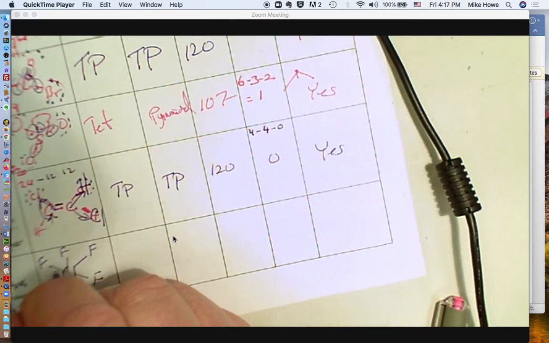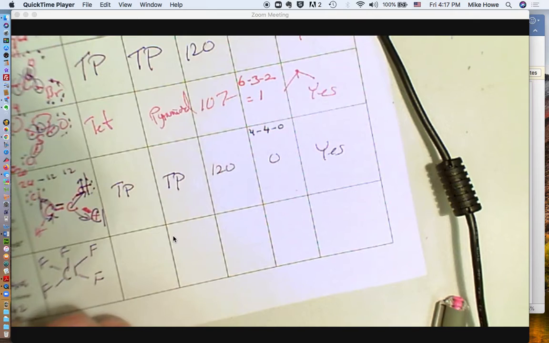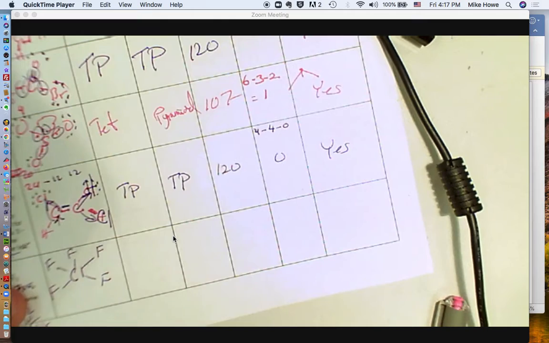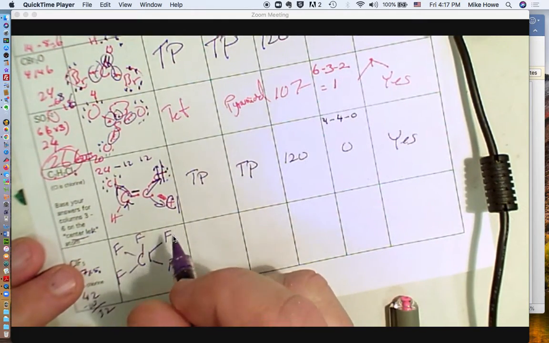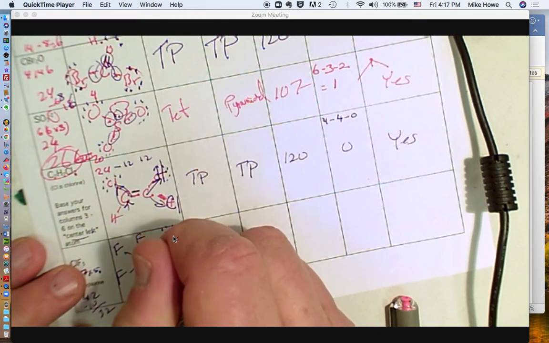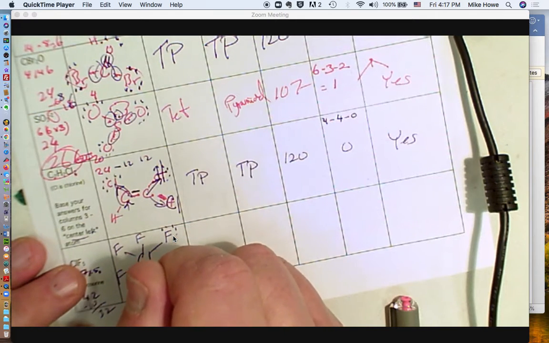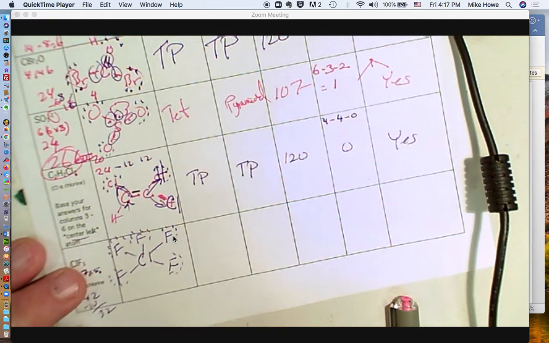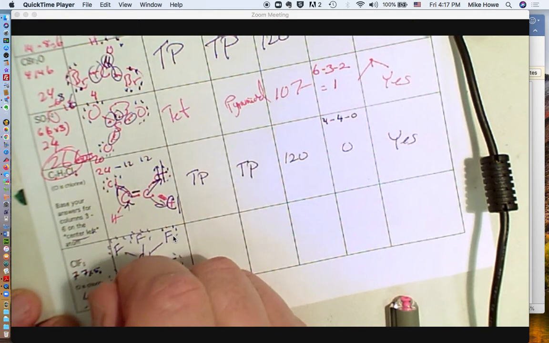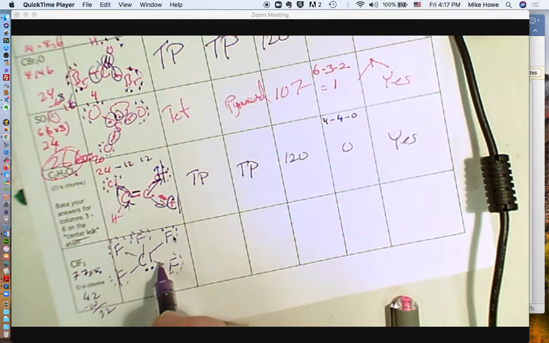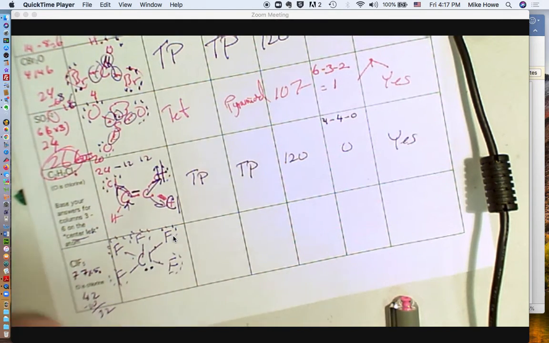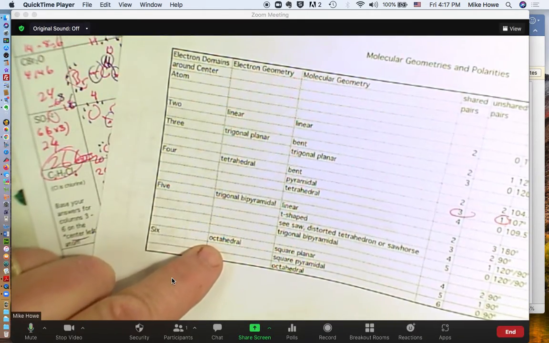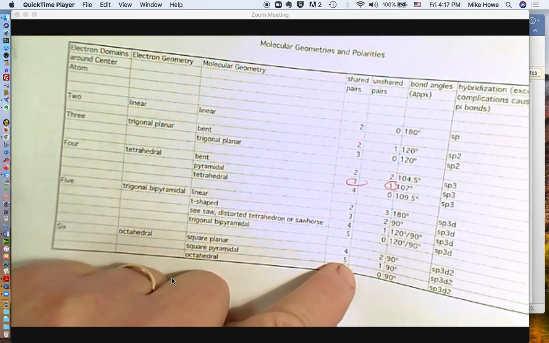2, 4, 6, 8, 10. Take away 10. Gives you 32 to put in your picture. Okay, so 32 electrons. And if we put them in, we'd put 1, 2, 3, 4, 5, 6, and that makes 8 around there. Okay, there's 30 of my 32, so the extra ones have to go on the center. So now you're looking at 1, 2, 3, 4, 5, 6 domains. 6 domains is octahedral. And of those domains, 5 are shared and 1 is unshared.